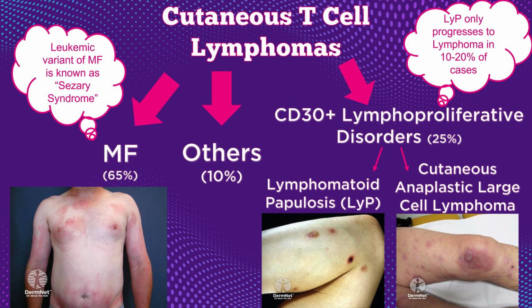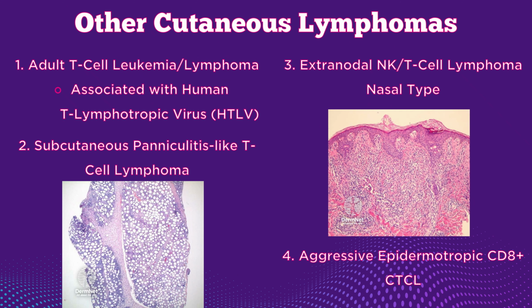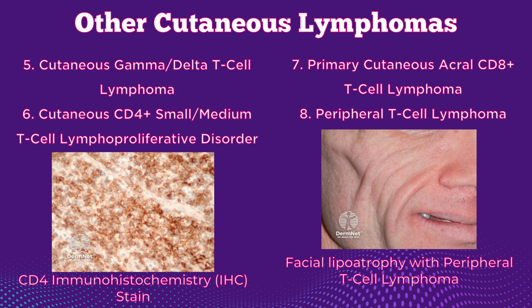This group contains 8 types of CTCL, which I will mention in no particular order, and they include 1. Adult T-cell leukemia/lymphoma, which is associated with the HTLV virus. 2. Subcutaneous paniculitis-like T-cell lymphoma. 3. Extranodal NK/T-cell lymphoma nasal type. 4. Aggressive epidermotropic CD8-positive CTCL. 5. Cutaneous gamma delta T-cell lymphoma. 6. Cutaneous CD4-positive small/medium T-cell lymphoproliferative disorder. 7. Primary cutaneous acral CD8 T-cell lymphoma. And 8. Peripheral T-cell lymphoma.